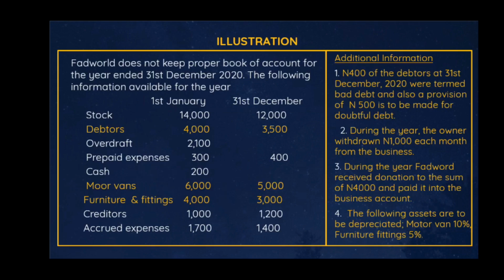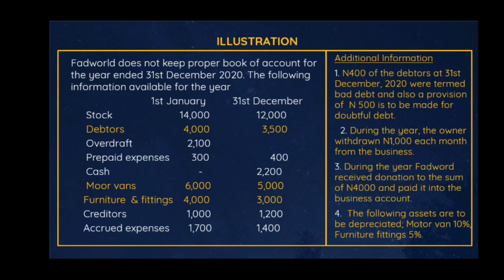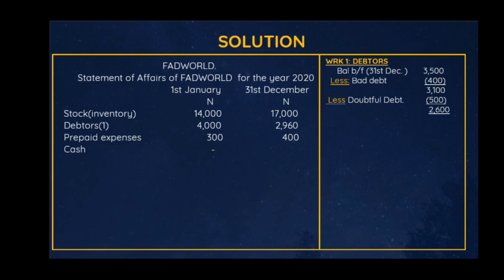Now let's continue. We said prepaid expenses, that is expenses paid in advance. So that is also an asset. At the beginning of the year, prepaid expenses, how much? 300 naira. So at the end of the year, if you look at it, the prepaid expenses is 400 naira. So that takes care of the prepaid expenses. Then the next item, we have cash. At the beginning of the year, there's no cash. But at the end of the year, what is the amount of cash? 2,200. Cash is also an asset.